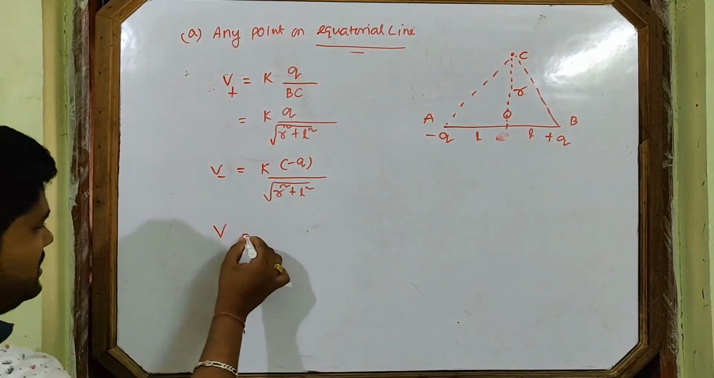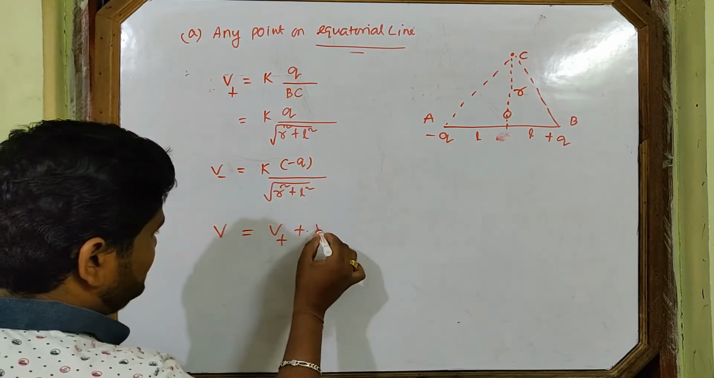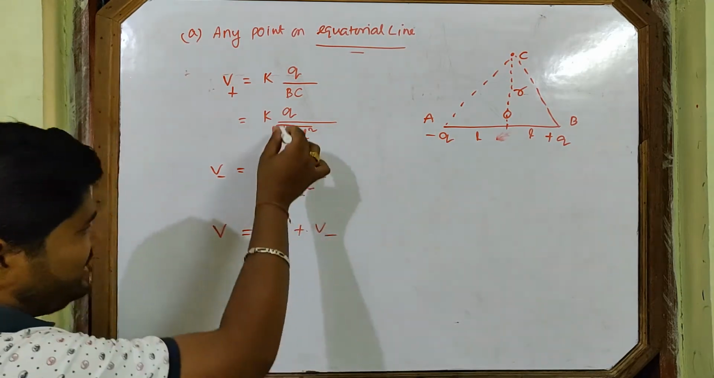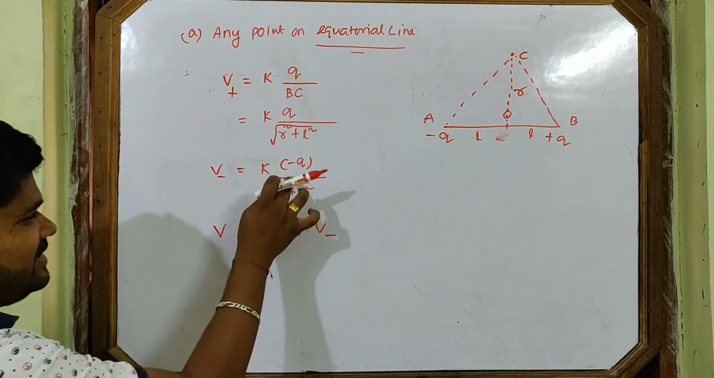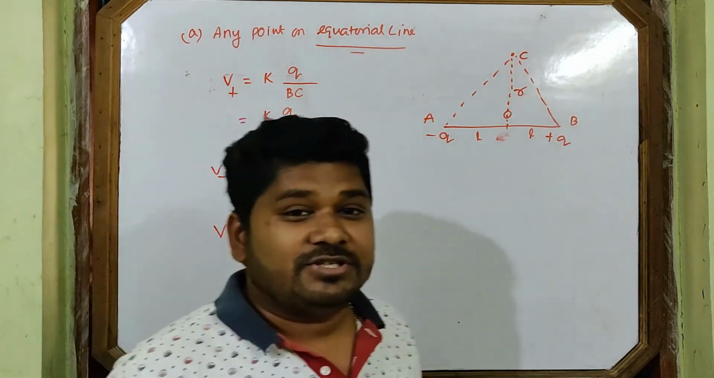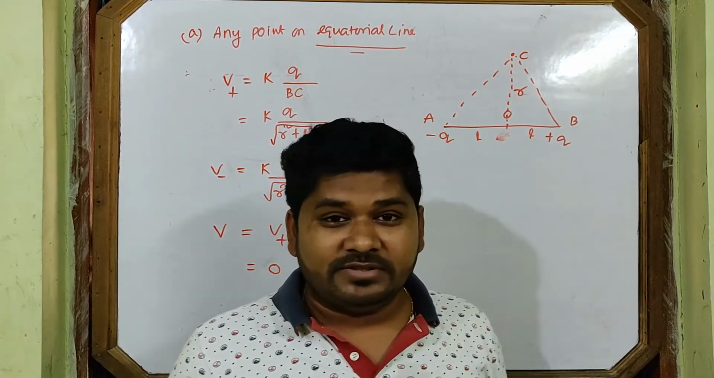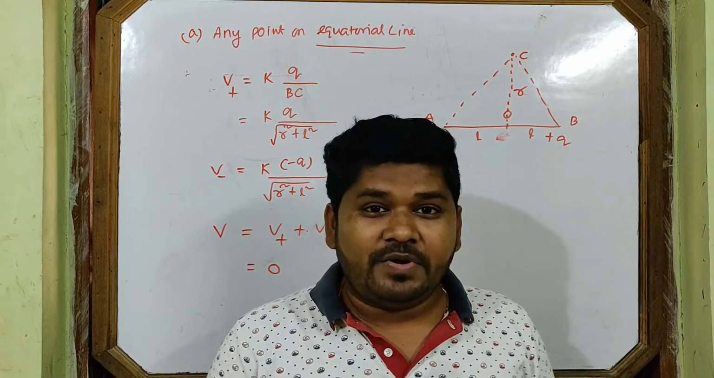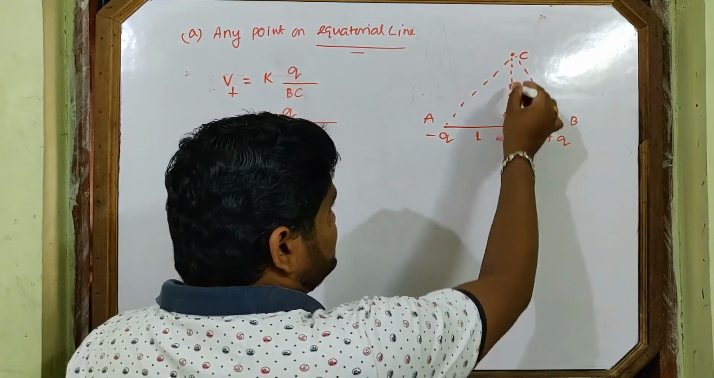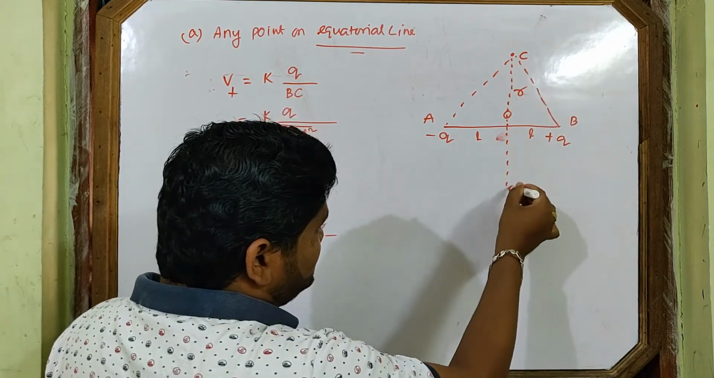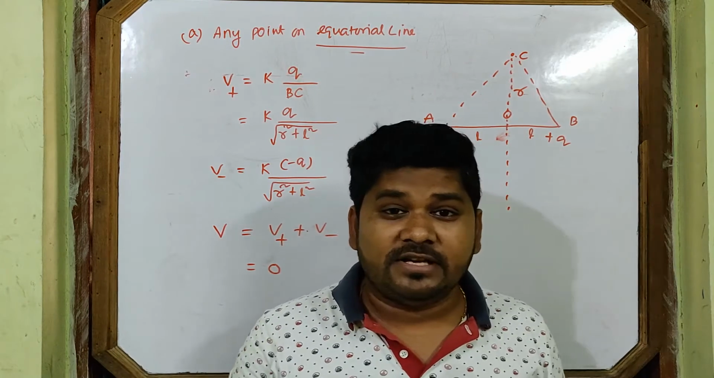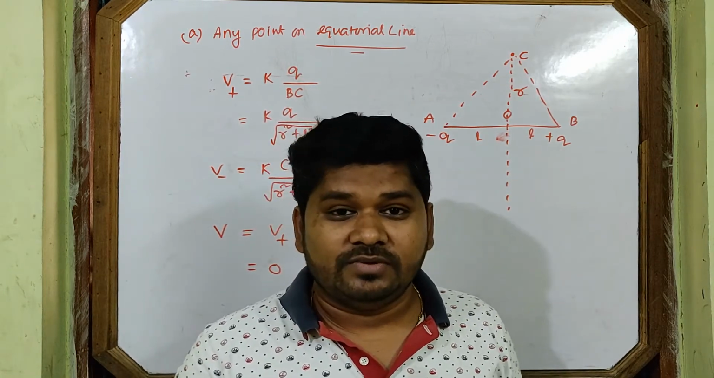We got the two potentials. Then what is the net potential? V plus V minus. You add them. What are we getting? Very simple. Both terms are same, only the minus sign is here. So the net potential becomes 0. At any point on the equatorial line, if plus Q and minus Q, two charges are there, you take any point on the equatorial line. What about the potential? Potential is 0.